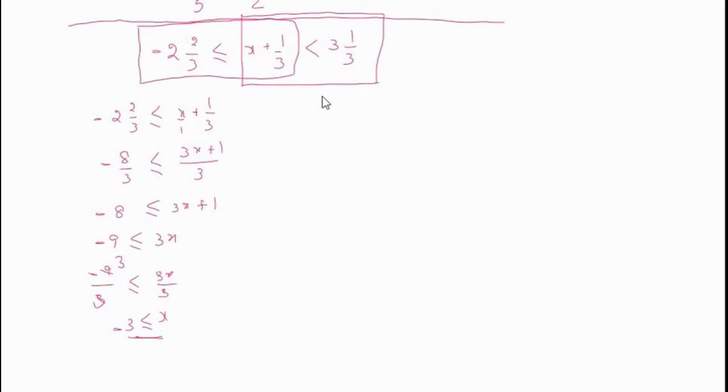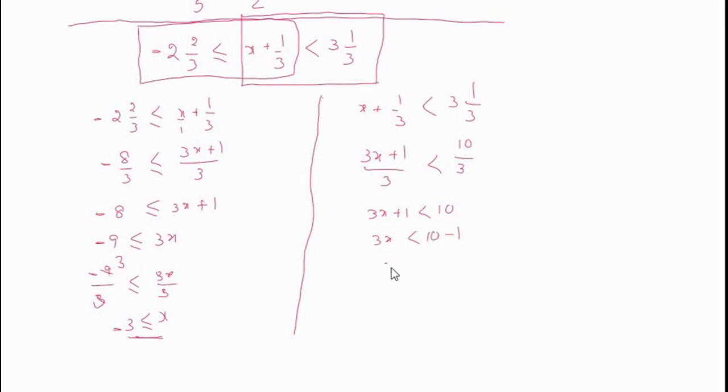Now let us take the next half. So this is (x plus 1) by 3 less than 3 1 by 3. Here again taking the LCM, (3x plus 1) divided by 3 less than 10 divided by 3. Multiplying both sides by 3, we get 3x plus 1 less than 10. Therefore 3x less than 10 minus 1, so 3x less than 9.